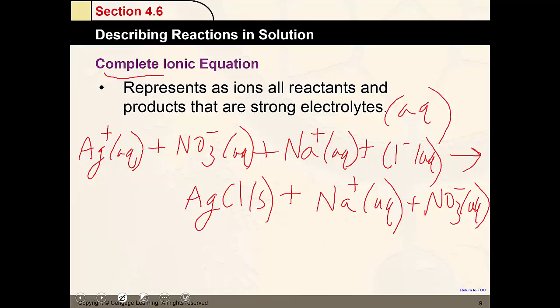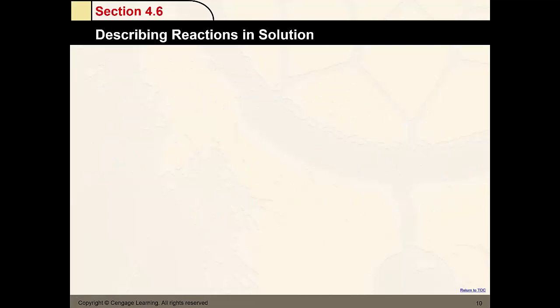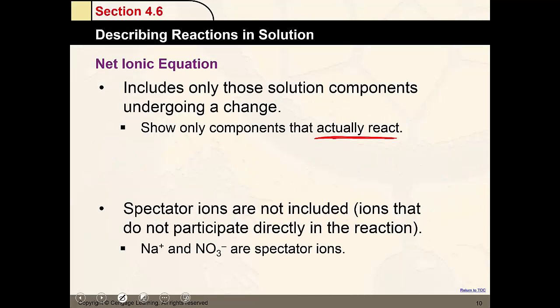So if you look at this example, the ions that are present to the left of the arrow as reactants and to the right are both Na+, present on the left and on the right, as well as NO3 minus. The nitrate ion is present as both a reactant and as a product. So those two, Na+ and NO3 minus, are called spectator ions since they don't participate directly in the reaction. They're present on both sides of the equation. They're present before and after the reaction.